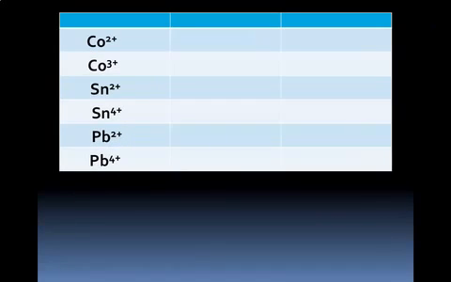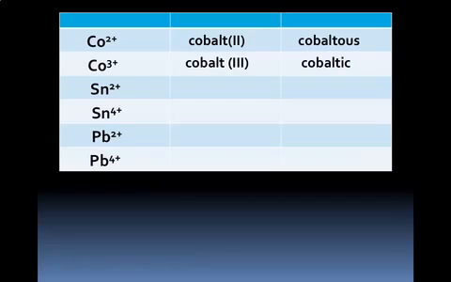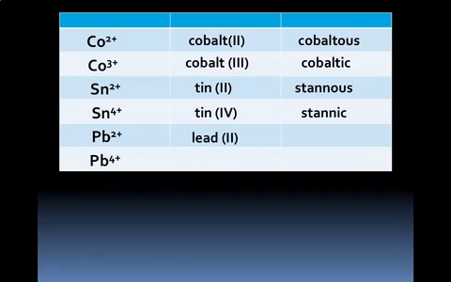Couple more. We have cobalt +2. So it's going to be cobalt 2 or cobaltous. And then cobalt +3 would be cobalt 3 or cobaltic. Sn is tin. So we have tin 2 or stannous. Stan is the Latin root for tin, so stannous. And then we have tin 4 or stannic. Finally, we have Pb, which is lead, so we can have lead 2, which is plumbous. Plumb is the root for lead in Latin. And then lead 4, which is plumbic.